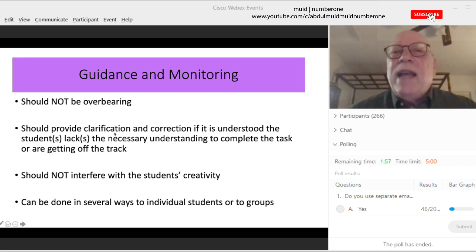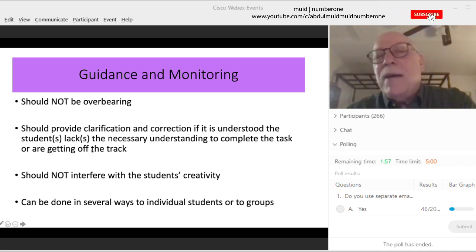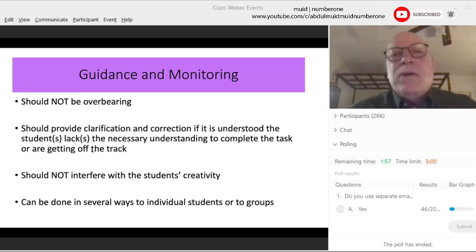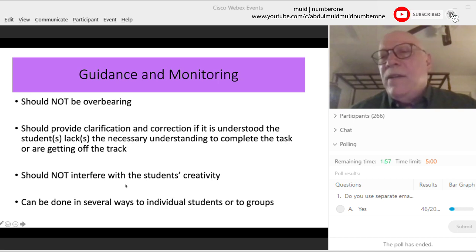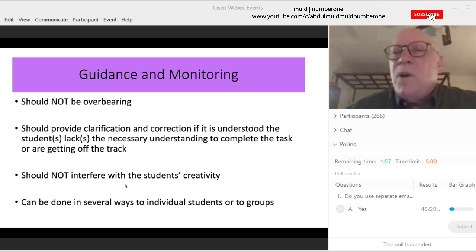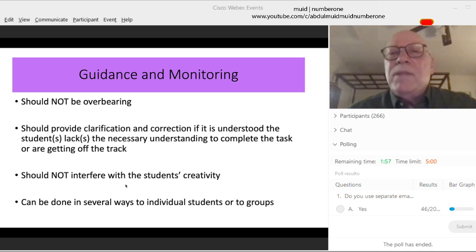You should only provide clarification and correction if it is understood that the student lacks the necessary understanding to complete the task, or they're really getting off track. Okay? Oh, you're getting too far off the topic. Go back. Okay? So that could be one thing, but only if it is understood that. You should not interfere with the student's creativity. Let them be creative. That's part of learning the fluency of the language and building their own literacy within this language. Being creative, letting them say what they want to say, how they want to say it.